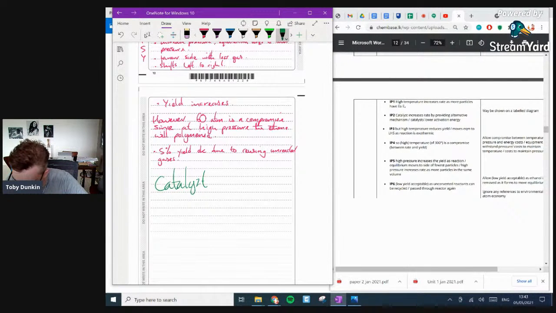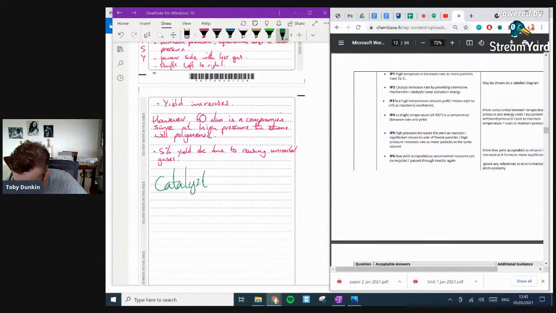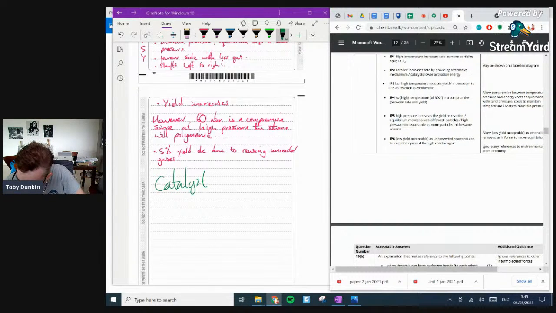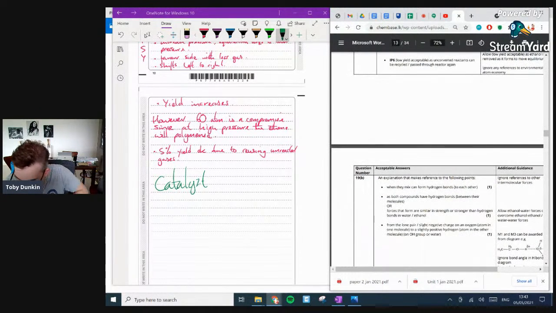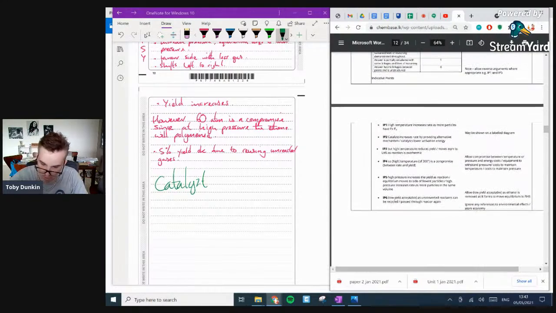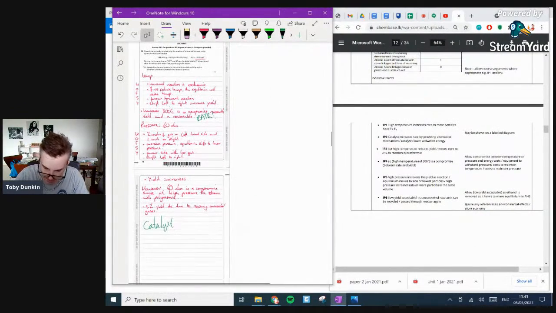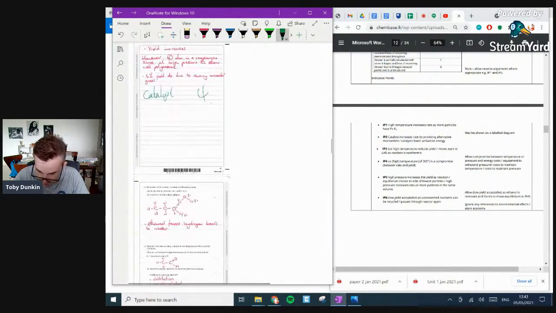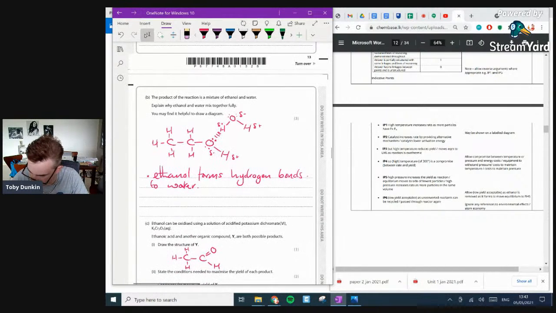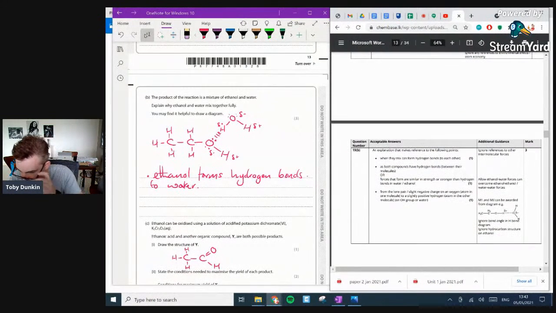forgot. High temperatures compromise rate and yield. High pressure, more particles same size, lowers, recovers, pass through reactor again. Okay, so I'll probably get 4 for that since I missed the catalyst, so I'll give myself 4, but grim. It's a horrible question, that. I can't even bother marking it, if I'm honest.